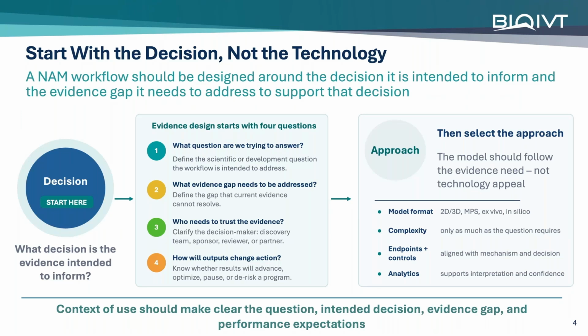We should not simply measure what is convenient or historically familiar. The endpoint needs to be sufficiently connected to the biological mechanism and the intended decision so we can interpret what the results mean. Sometimes that means a functional endpoint, sometimes it means molecular characterization, but often it means combining several types of measurements so that we understand not only whether something changed, but why it changed.